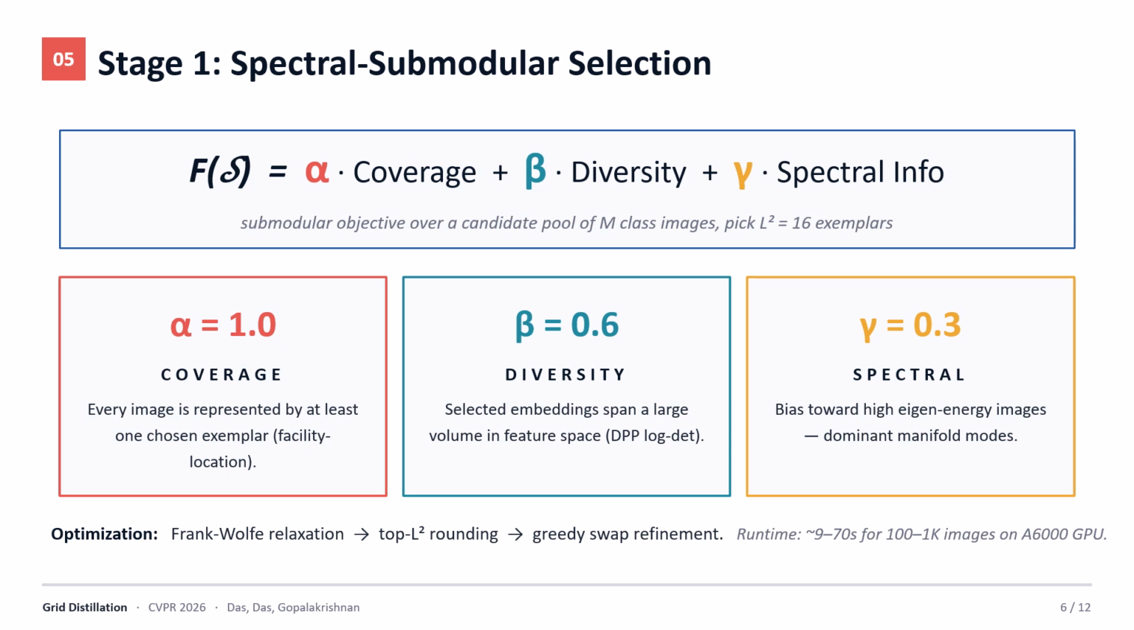We optimize with a Frank-Wolfe continuous relaxation, round to a discrete subset, and refine with greedy swaps. The whole thing takes under a minute per class.